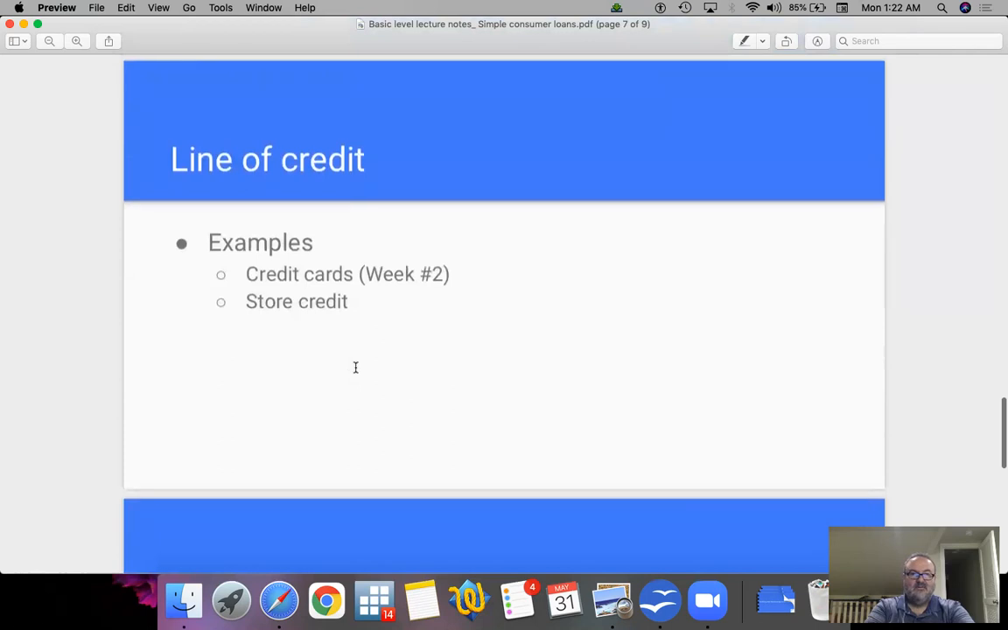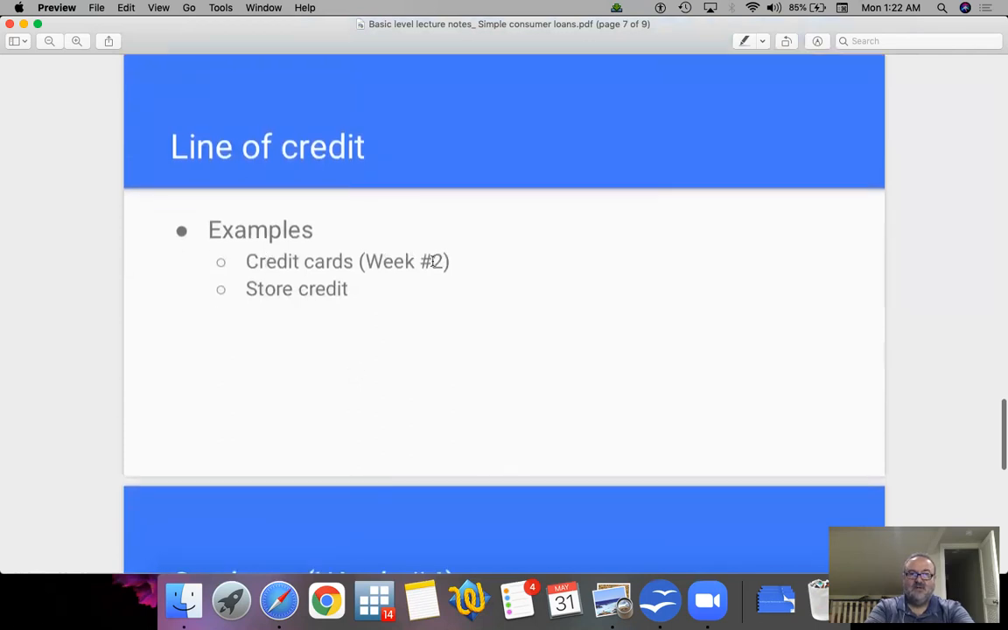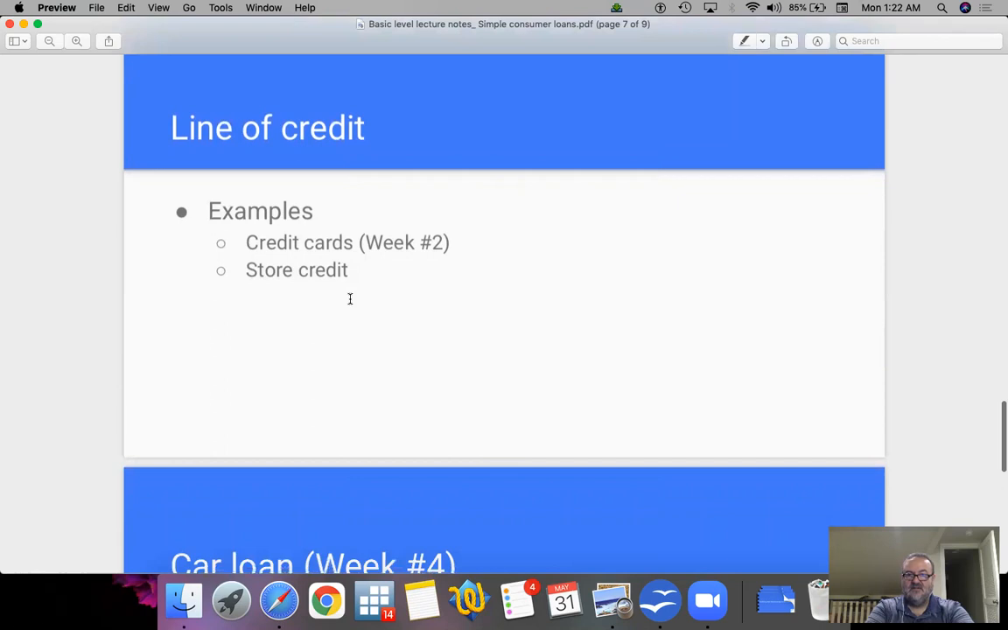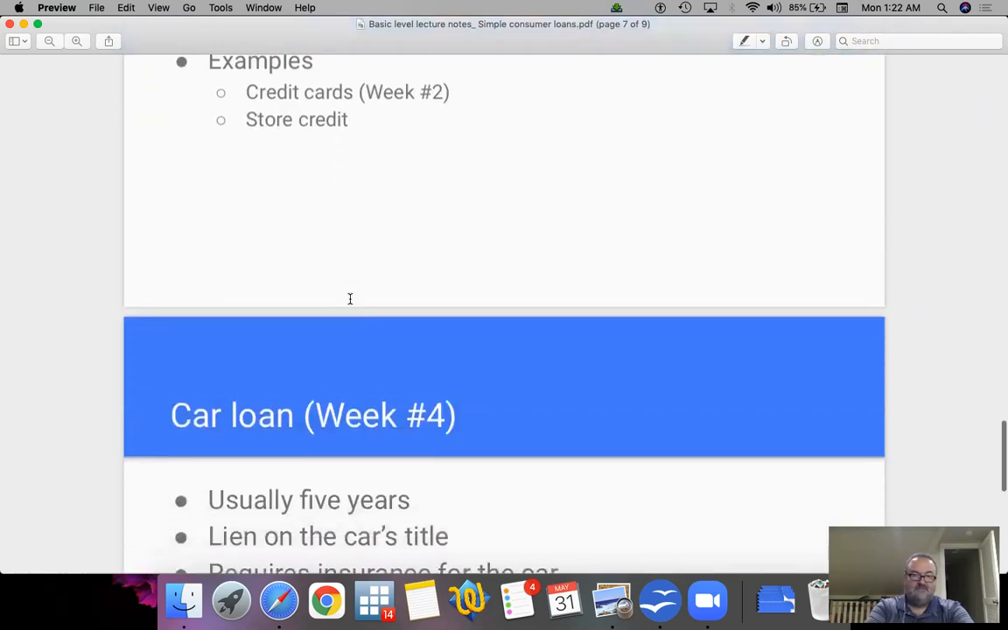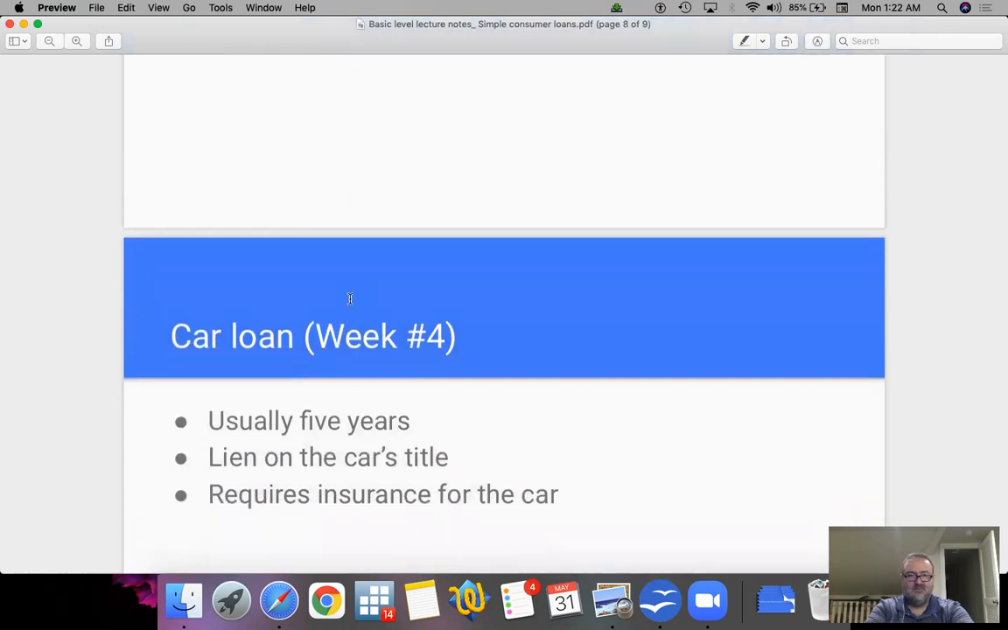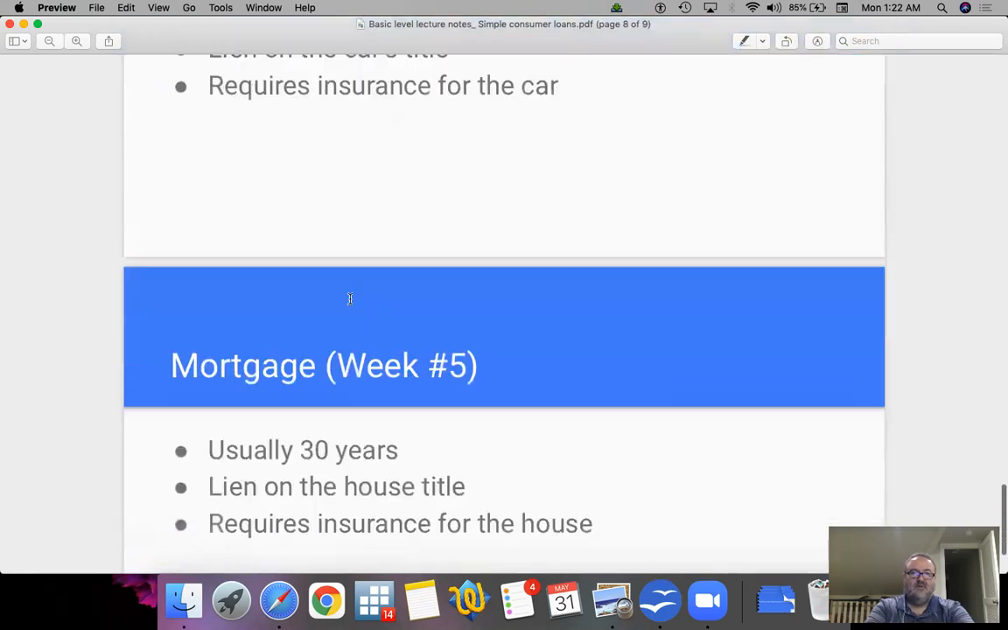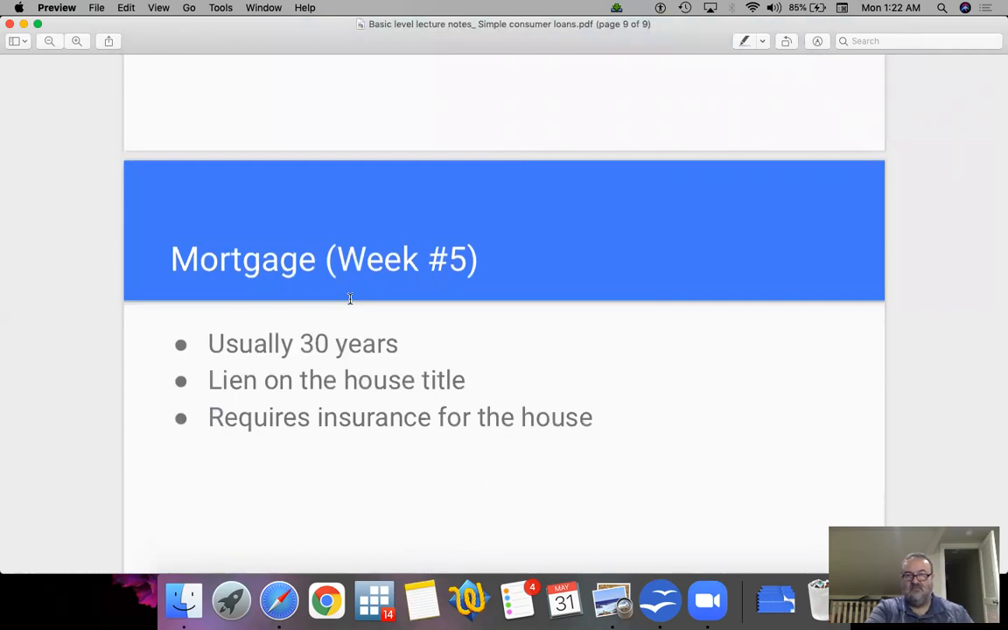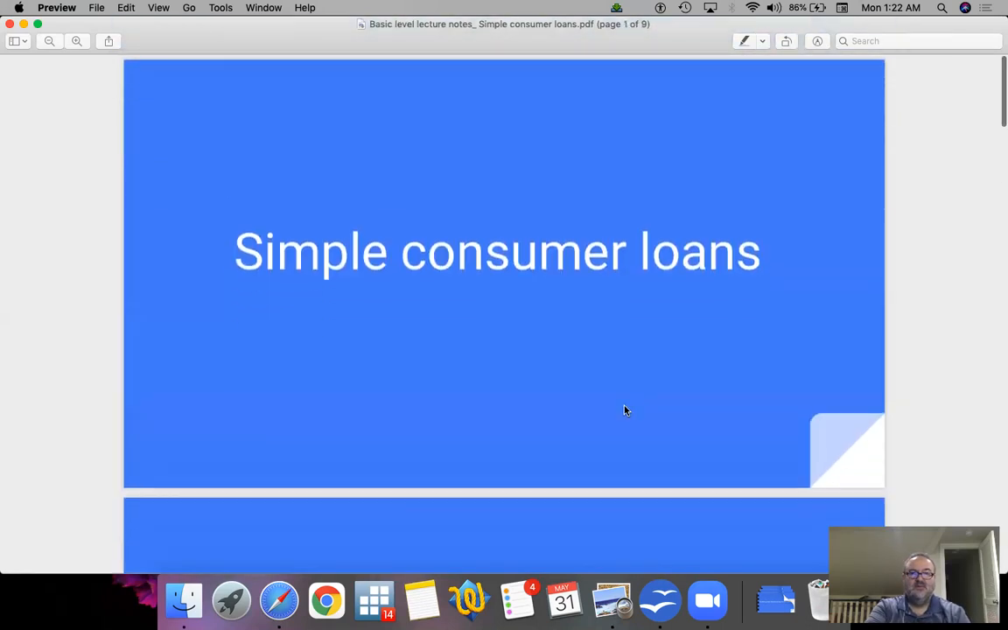For line of credit, some of the examples that we already covered are credit cards and store credit, like a furniture store or some other type of store credit. And then car loans and mortgages, which we're going to explore in more detail. So that's about it for the simple consumer loans.